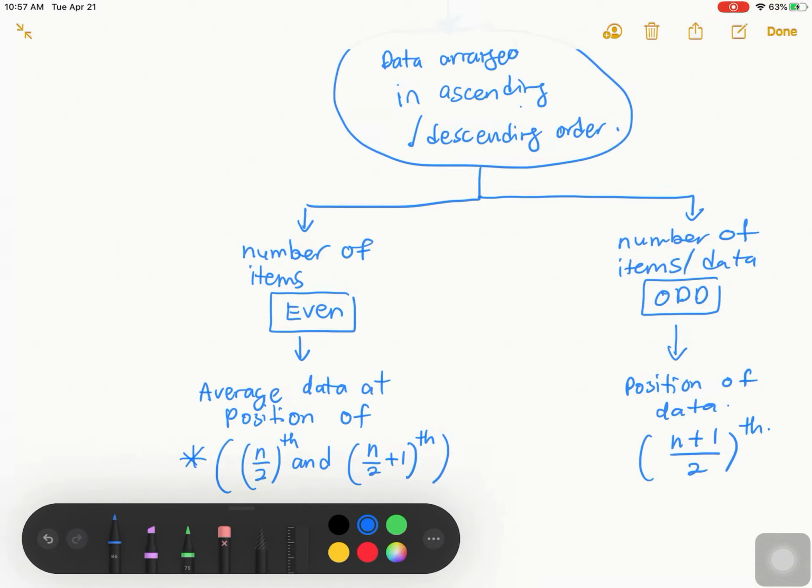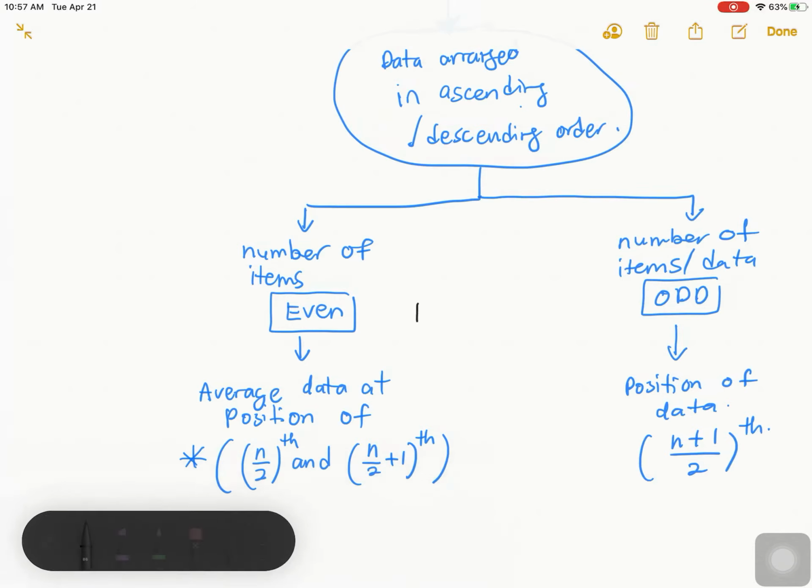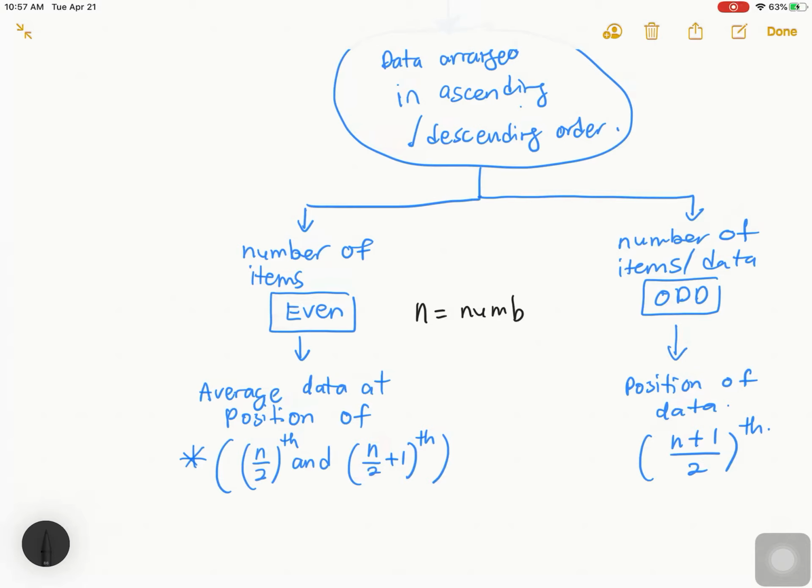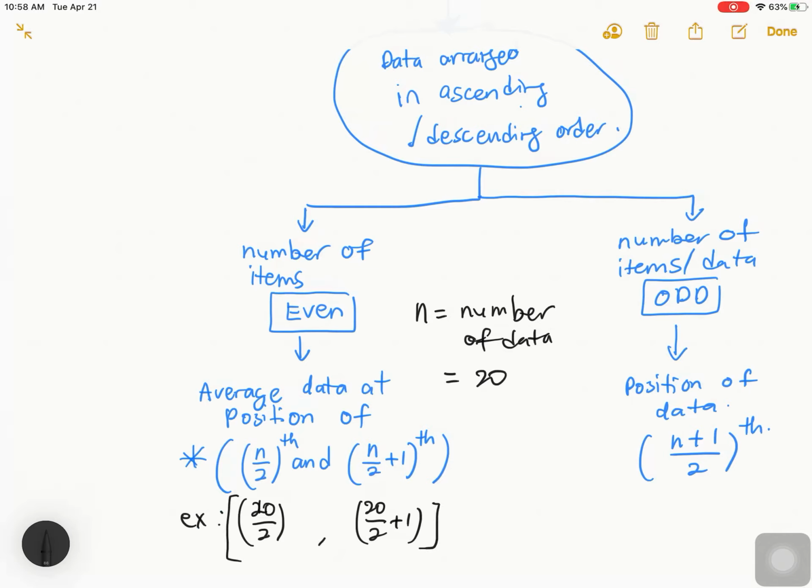One is n over 2. What is n? I know you have learned this before. n is the number of data. So let's say your data is 20. So 20 over 2 is 10, and 20 over 2 plus 1 is 11. This is an example. So the position of the median will be in the middle of positions 10 and 11.